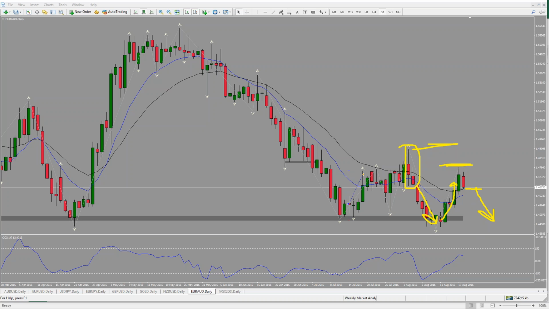No, it's not an engulfing, it's an inside. So basically this one will be inside of this one. For it to be an engulfing candle, it would have to look like this. That one would have to be bigger than that one. All good?